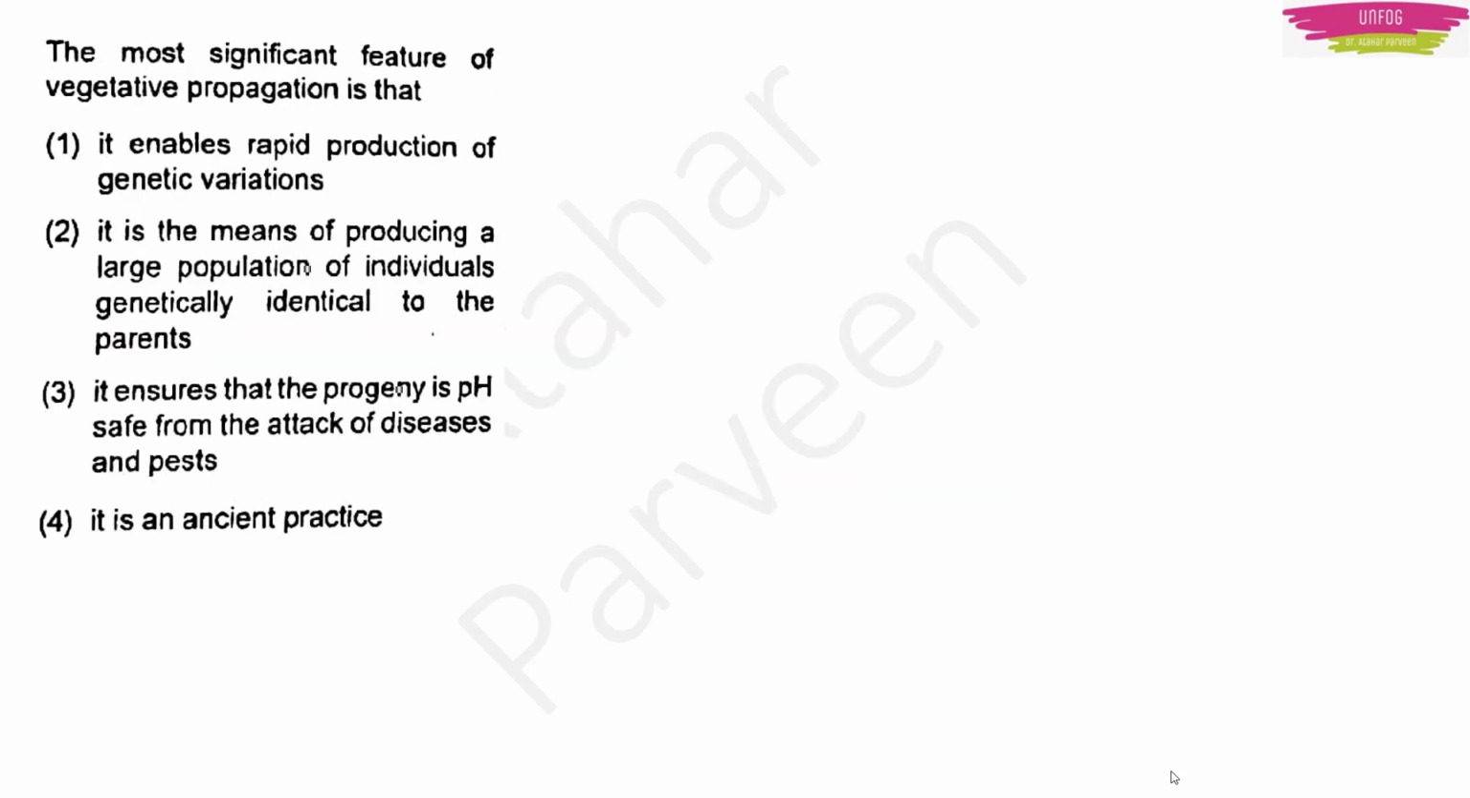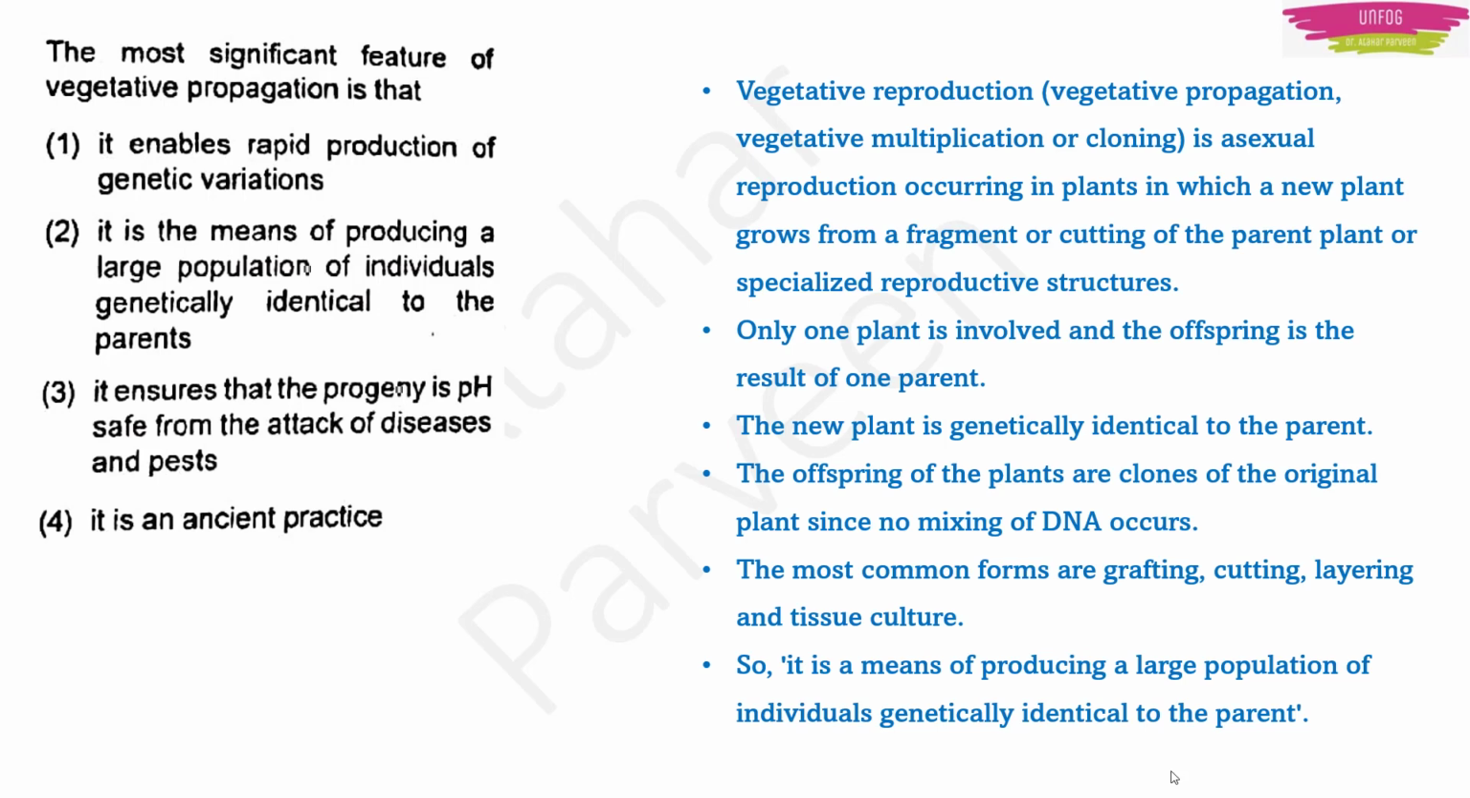Next question. The most significant feature of vegetative propagation is that. Vegetative propagation means vegetative reproduction. There are other two types of reproduction, sexual reproduction and asexual reproduction. This vegetative reproduction is also known as vegetative propagation, vegetative multiplication or cloning.